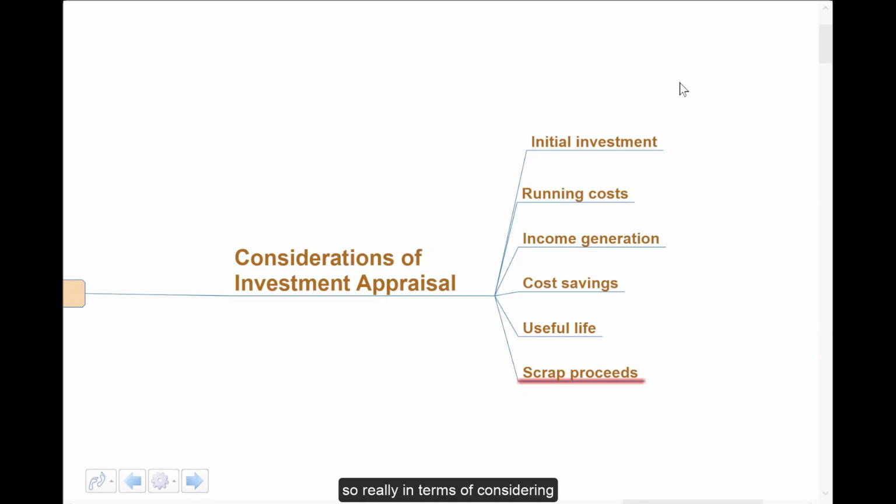So really, in terms of considering investment appraisal, we've got to look at all of these areas and bring them together with suitable techniques to assess whether or not these investments are worthwhile, whether or not we want to move ahead.